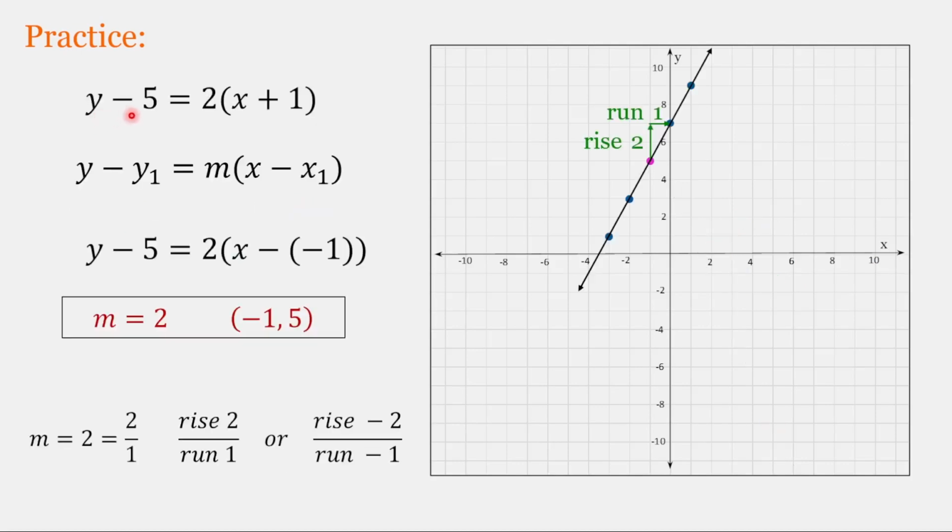In this second problem, we have y minus 5 equal to 2 times the quantity x plus 1. This is going to give us a starting point of negative 1, 5. And then from there, we have a slope of 2. So we can look at this as a rise of 2 and a run in the positive direction of 1. So from our starting point, we go up 2 to the right 1. Or as a rise of negative 2, so go down 2, and a run of negative 1, 1 to the left. So from our starting point, down 2 to the left 1.